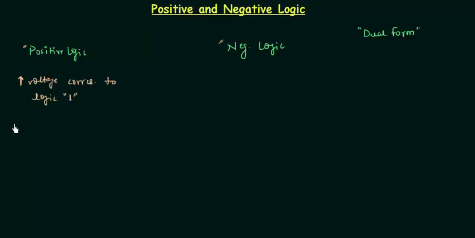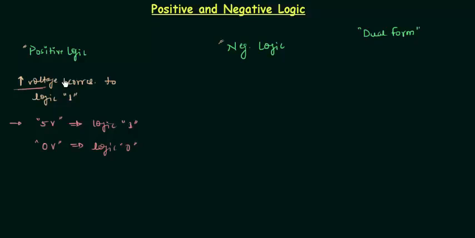And if this is the case, then we can say that if we have 5 volts, then it will correspond to logic 1, because high voltage is equivalent to logic 1 in positive logic. And if we have 0 volts, then it will correspond to logic 0. So positive logic is pretty straightforward. It only says that you have to assign the logic 1 to the higher value and logic 0 to the lower value.